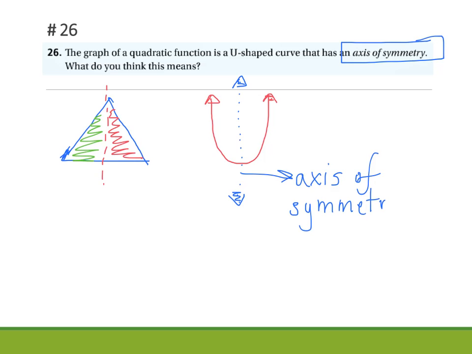The axis of symmetry really helps us when we are graphing parabolas. It makes them easier to graph. And by the way, that U-shaped curve there, you're going to hear me say this word a lot, is referred to as the parabola. So if you ever hear me say the word parabola, you know that I'm talking about the U-shaped curve that is the graph of a quadratic function.